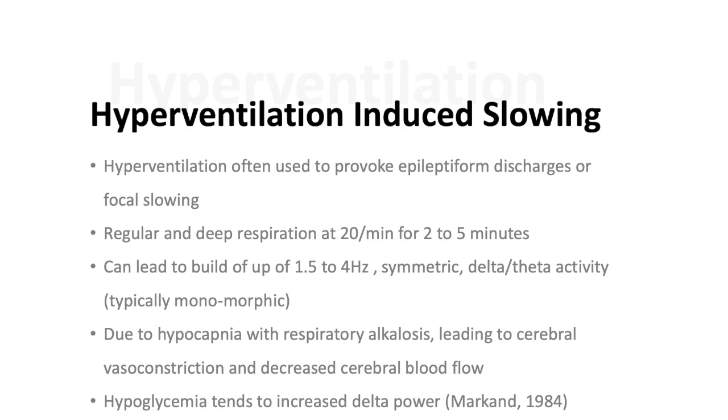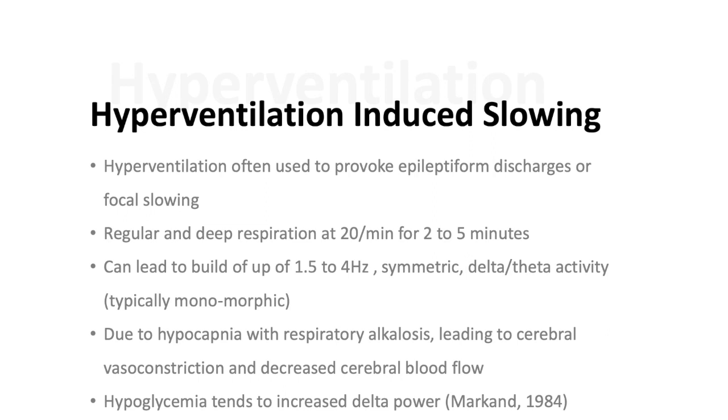Hyperventilation is another common activation procedure used in the adult awake EEG. It's actually even more useful in pediatrics, but we still tend to do it. It's used to provoke epileptiform discharges or focal slowing. It involves taking regular and deep respirations at about 20 per minute for 2 to 5 minutes. This can lead to a buildup of delta or theta activity, which tends to be monomorphic in appearance, or sort of look the same for each waveform.